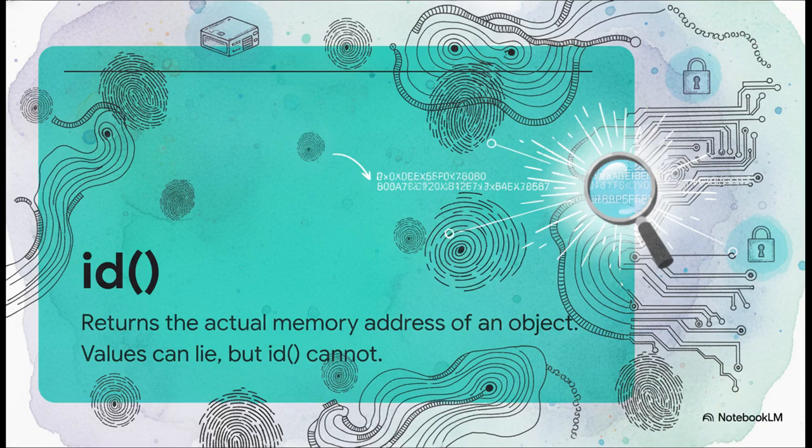Margaret points out that, look, values can easily lie to you. They make you think you're holding two completely separate objects. But id absolutely cannot lie. It completely strips away the illusion of variable names and shows you the raw hardware reality.